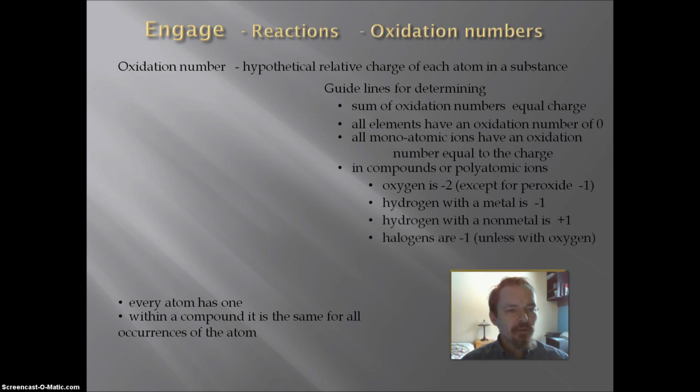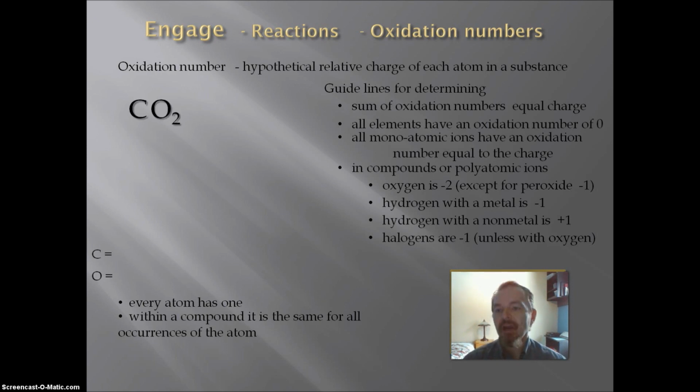And if we're dealing with a halogen, so chlorine, fluorine, bromine, or iodine, its oxidation number is going to be -1, unless it's with oxygen, in which case it's going to be whatever it has to be so that the oxygen can have the oxidation number of -2.